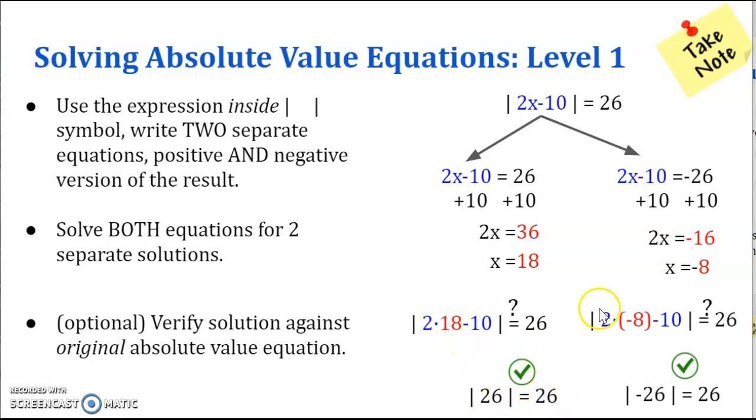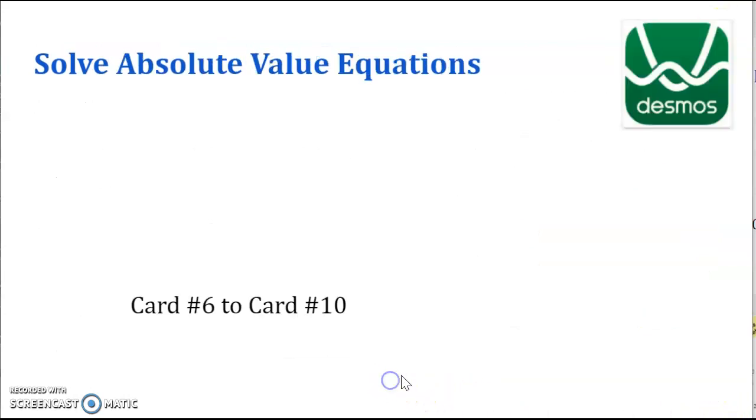So that is true. What about the right equation? Again, 2 times negative 8 is going to be negative 16. Negative 16 minus 10 is negative 26. And when you take the absolute value of negative 26, that's going to be positive 26. So that checks out. So with that, you're going to be working on cards number 6 to 10 of Desmos.